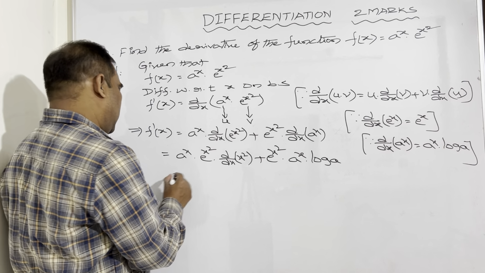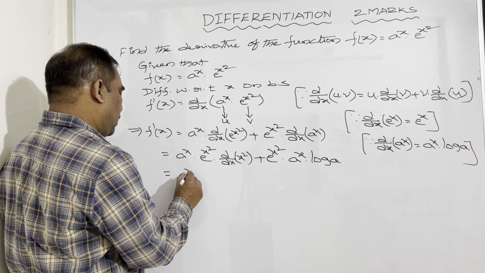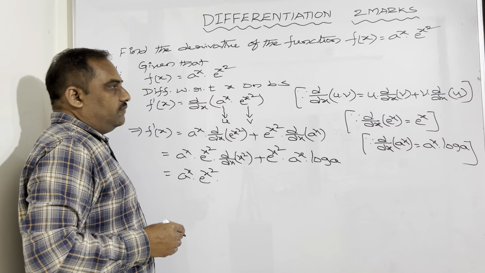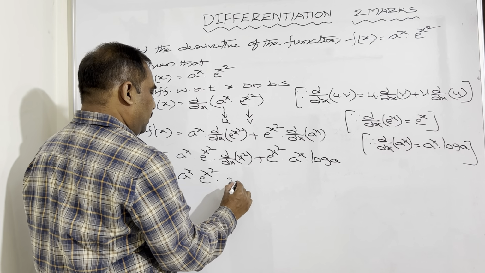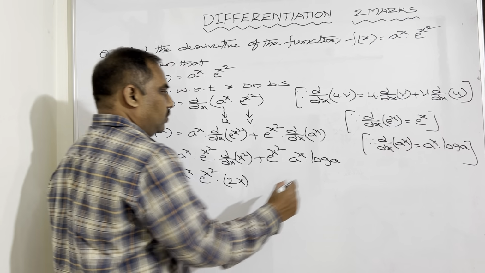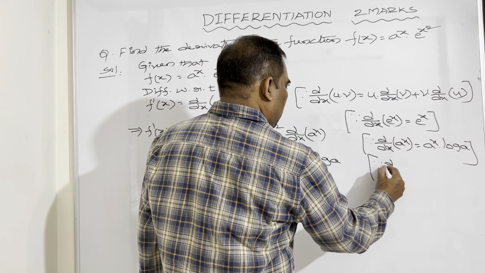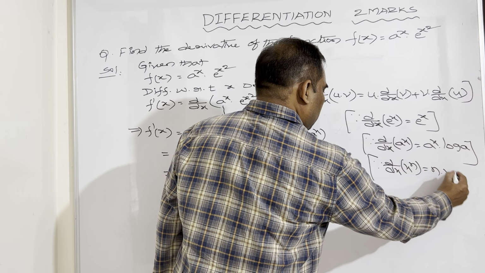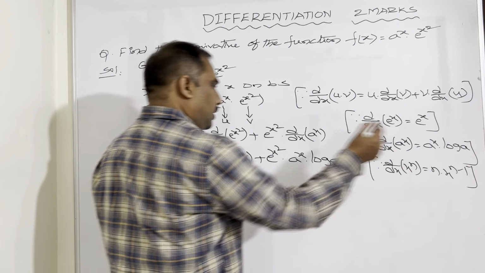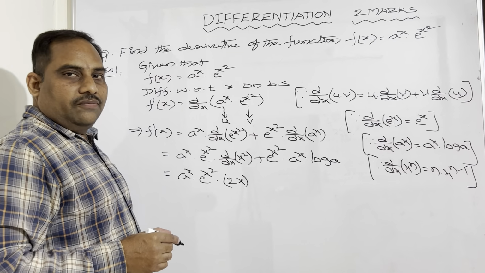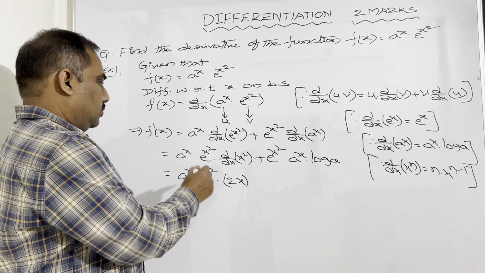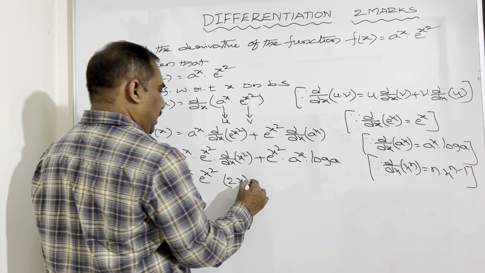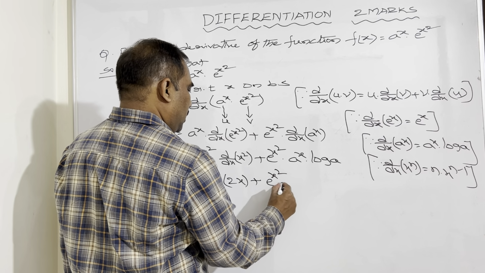See, observe here, now this is equal to a to the power of x into e to the power of x square into the derivative of x square. The derivative of x square is 2x. You can apply the formula d by dx of x to the power of n, which becomes n into x to the power of n minus 1. By using this formula we get the derivative of x square as 2 into x to the power of 2 minus 1, which is 2x, plus e to the power of x square into a power x into log a.